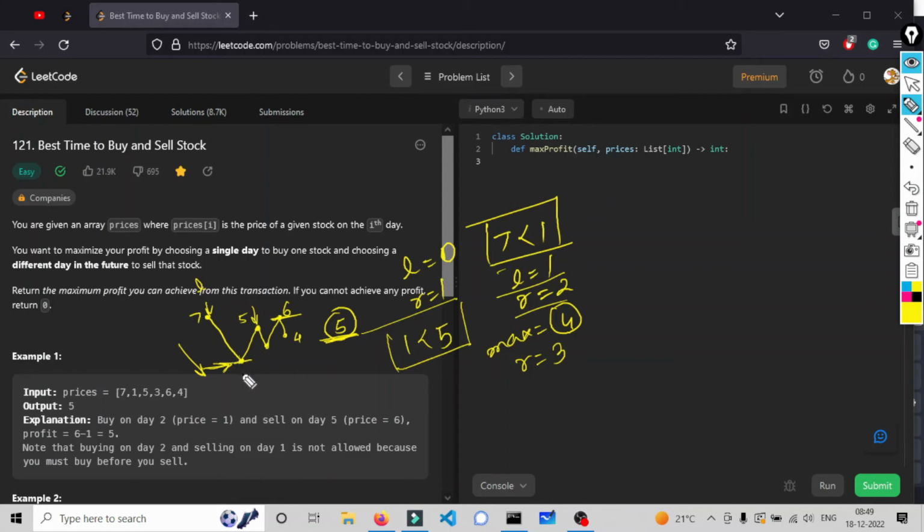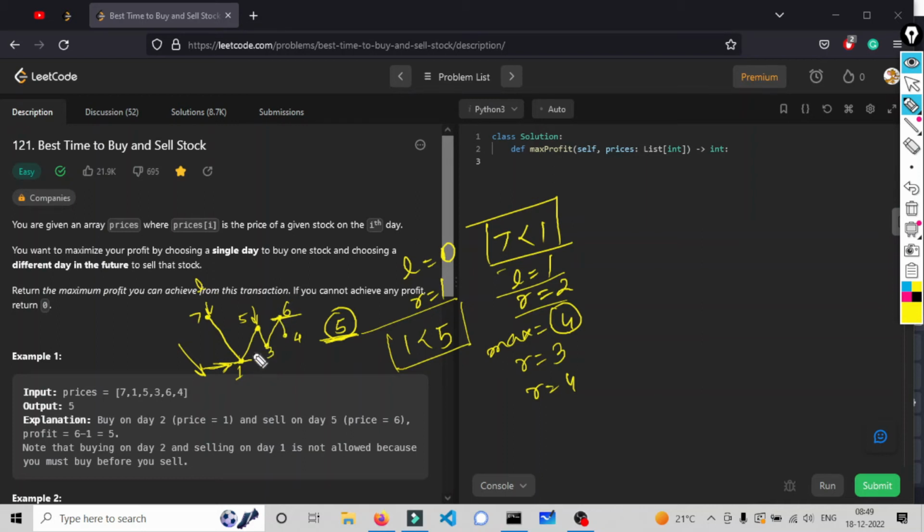Now again L is pointing to 1, and right is here at 3. Now find the difference between these two. The difference is again 2. Is this greater than the max value? No, this is not greater than the max value, right? So again we will increment r to 4. So now the right pointer is here.